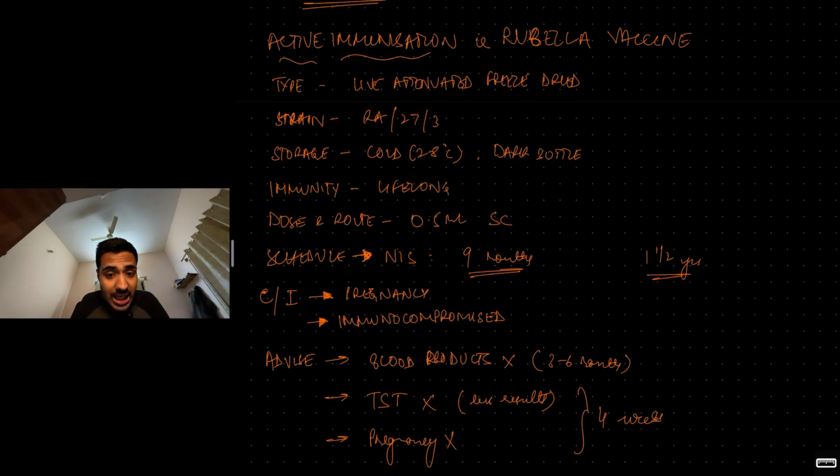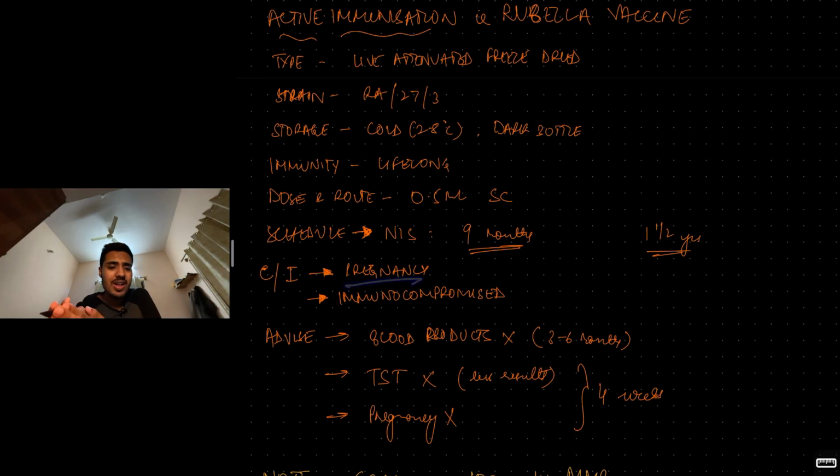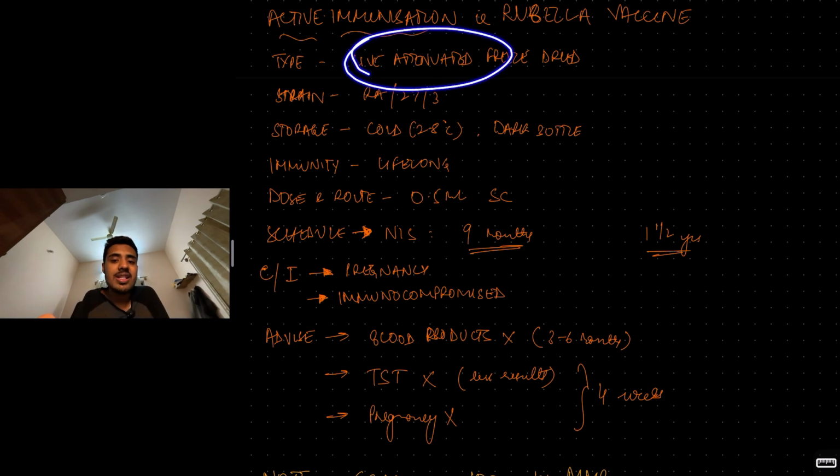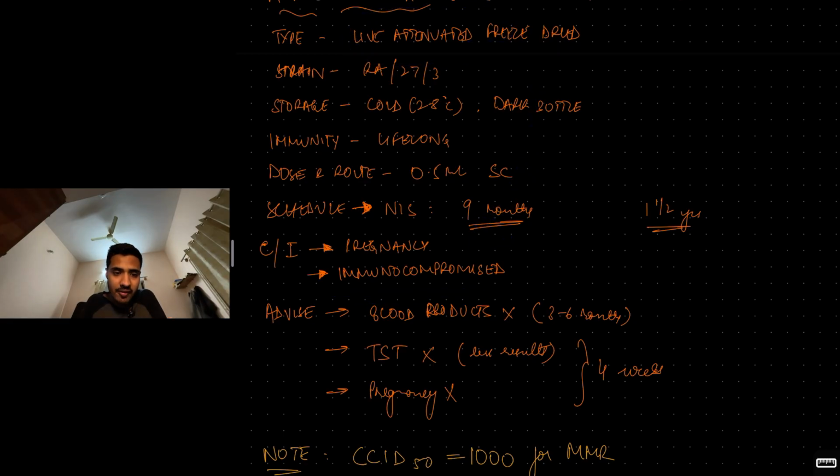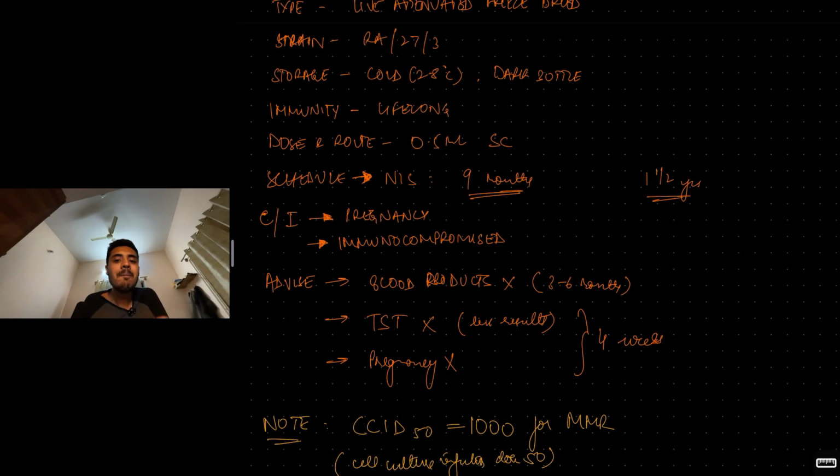Contraindicated in pregnancy, TORCH infection. Why will you give rubella vaccine to a pregnant woman? It is a live attenuated vaccine. So immunocompromised children you will not give, HIV children you will not give. And just like measles vaccine, you will give advice saying: no tuberculin sensitivity test for 4 weeks, do not plan pregnancy for 4 weeks after receiving the vaccine, and do not give the child any blood products for 3 to 6 months. Avoid giving.